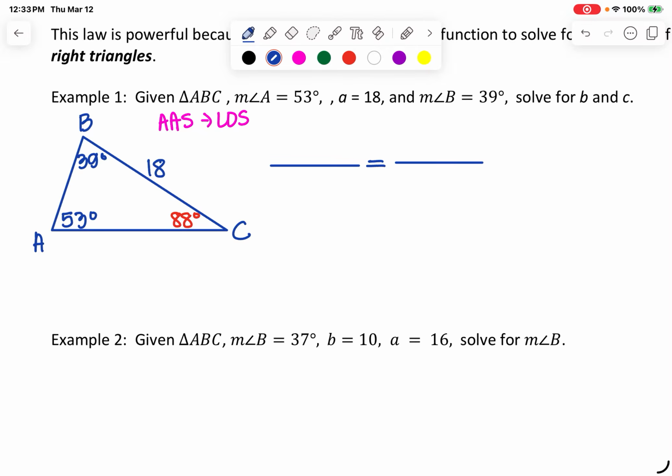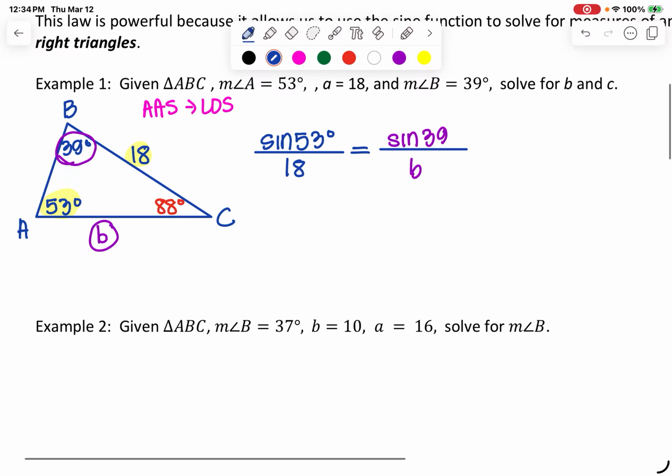So the first ratio that I always do is the ratio of an angle and its opposite side that I do know. So this is that ratio that I do know. So sine of 53 degrees over 18. And then now I need to see what I'm looking for. I'm looking for side B and side C, so it doesn't matter which one we do first. I'll do B first. So that's going to be sine of 39 over side B. And now, easy peasy from here, it's just cross multiplication because this is a proportion.